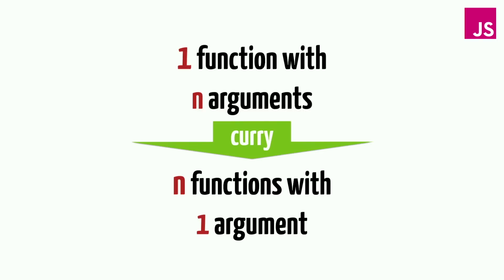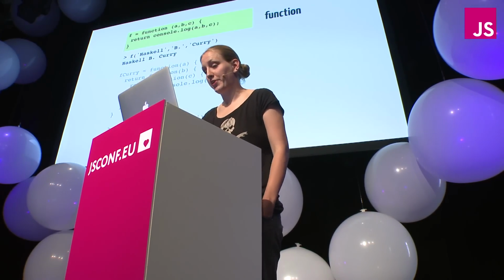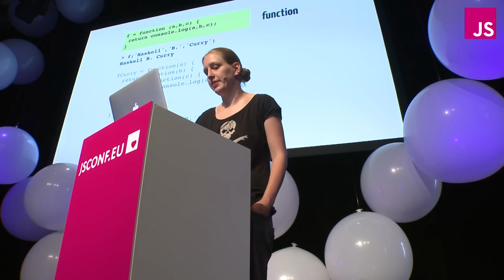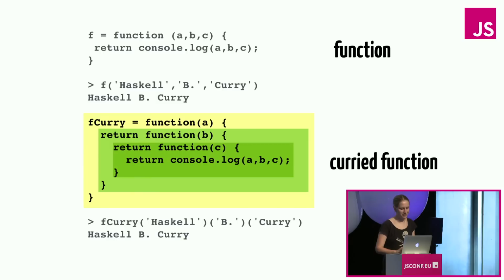In the literature, and in theory, and in Haskell, which is almost the same thing, currying is the transformation of a function with n arguments into n functions with one argument each. So let's have a look. Here we see a function with three arguments, A, B, C. It just prints them. The curried version consists of a function, returning a function, returning a function. And each one of these has just one argument. It returns a function that expects the remaining arguments.